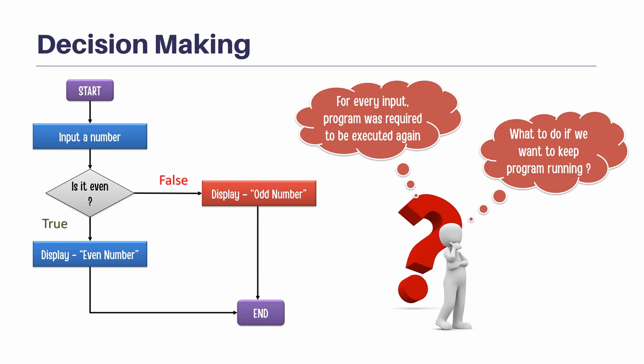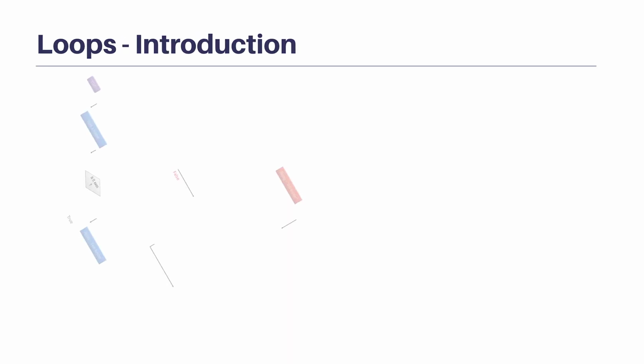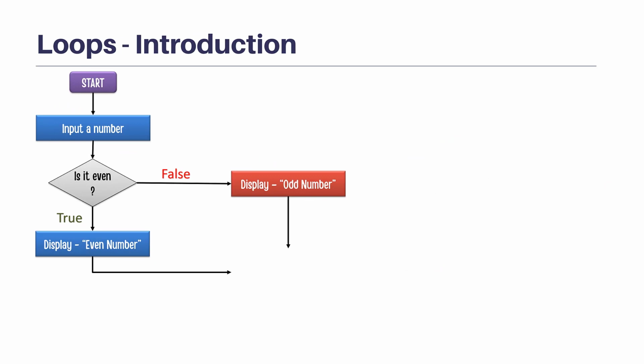The question is, what can we do to run the program as long as the user wants? The answer to this question is very simple. We can ask the user if they want to try another input, and then based on this input, the program can decide whether it should repeat itself or not. Let's look at this flowchart now. This flowchart contains the same steps from the previous flowchart. The only difference here is that the flowchart is not going to the stop state after displaying the outcome.